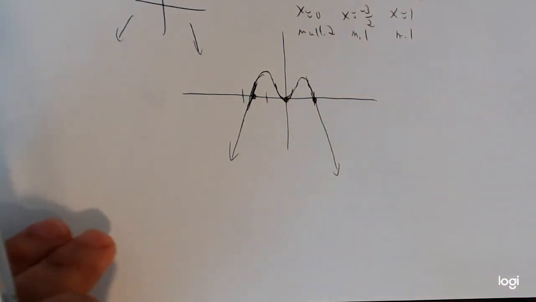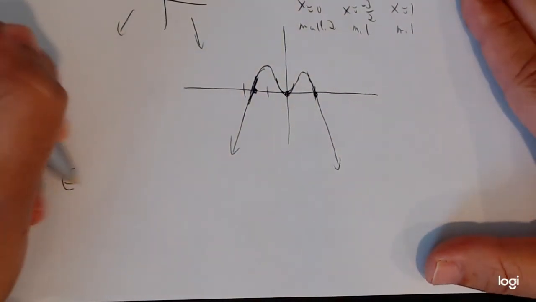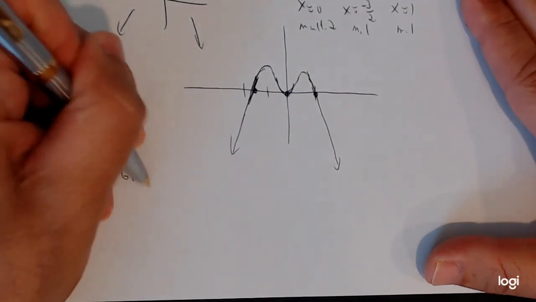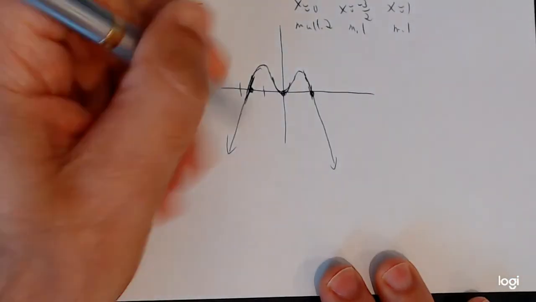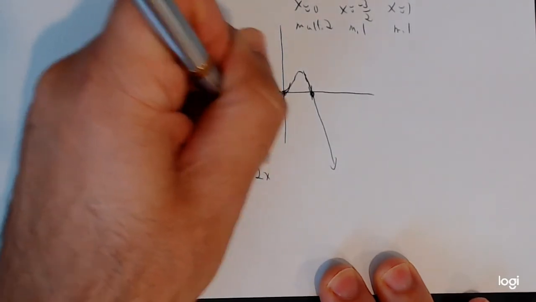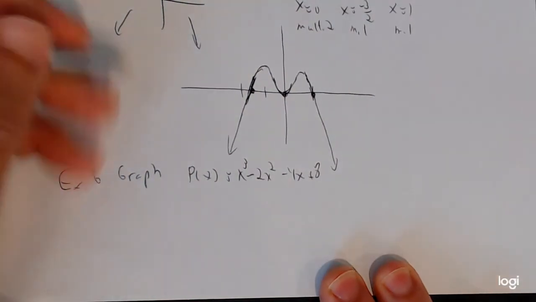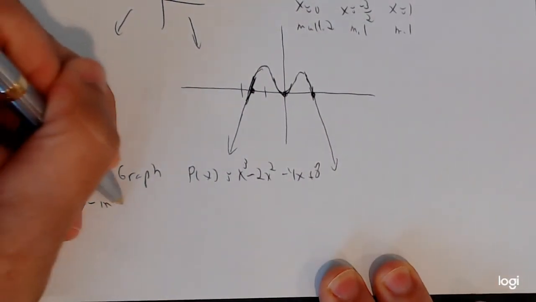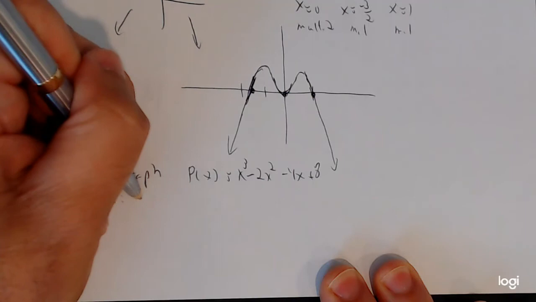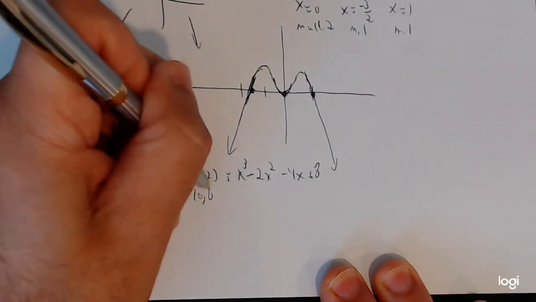So let's do one more example. For example 6, we're going to graph p of x equals x cubed minus 2x squared minus 4x plus 8. To find the y-intercept, if I plug in 0 for x, I get 8. So 0, 8 is my y-intercept.